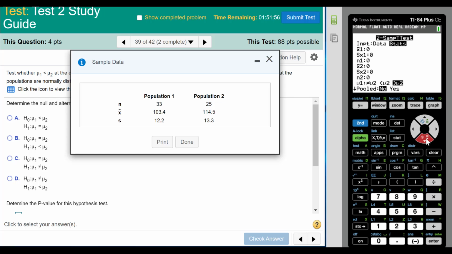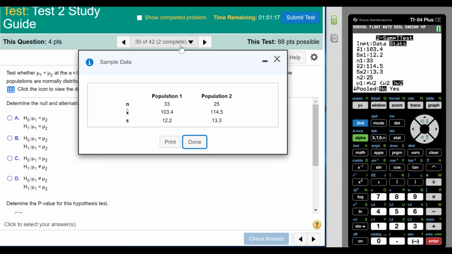So what is x1 bar? It is 103.4. What is S1? 12.2. And N1 from population 1 is 33. Then he says x2 bar is 114.5. S2 is 13.3. And N2 is 25. And what we're testing, that mu1 is less than mu2. So it's gonna be which one right here.